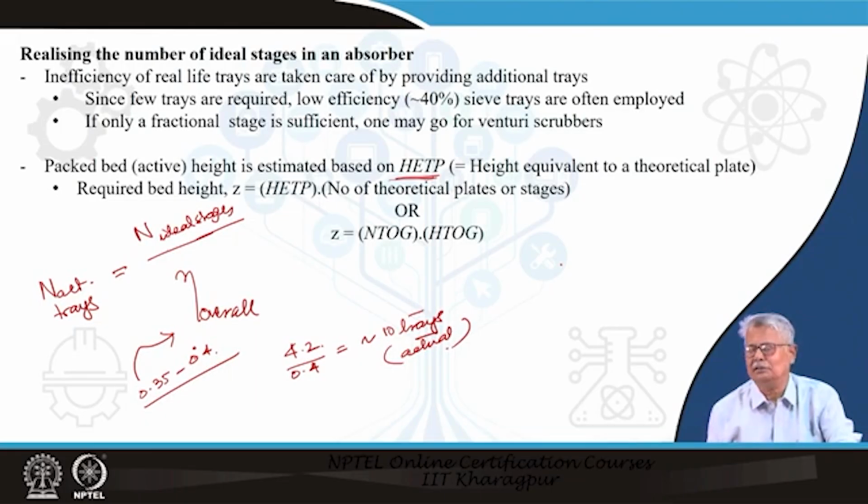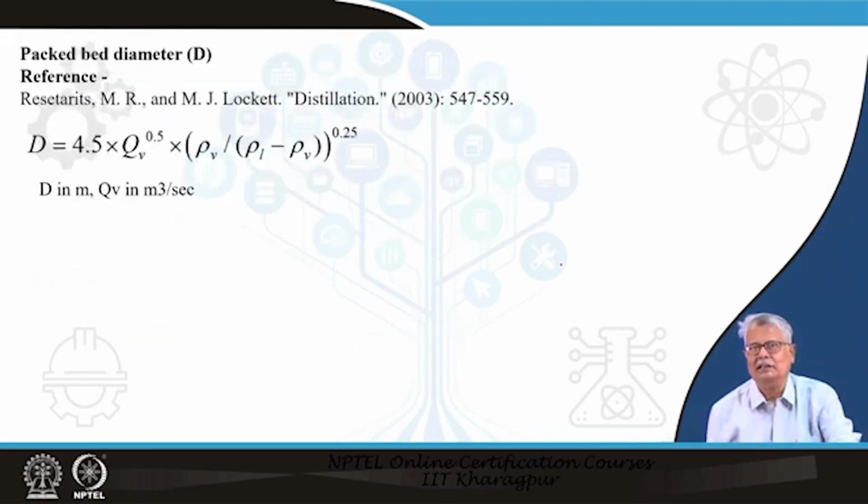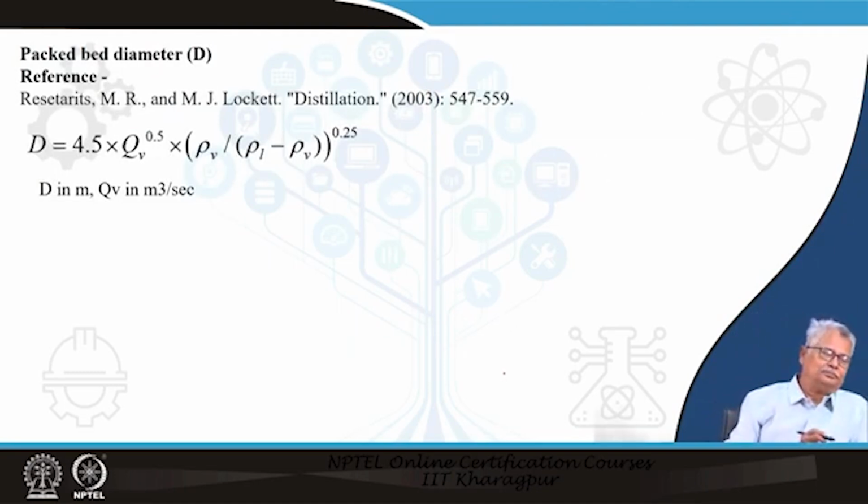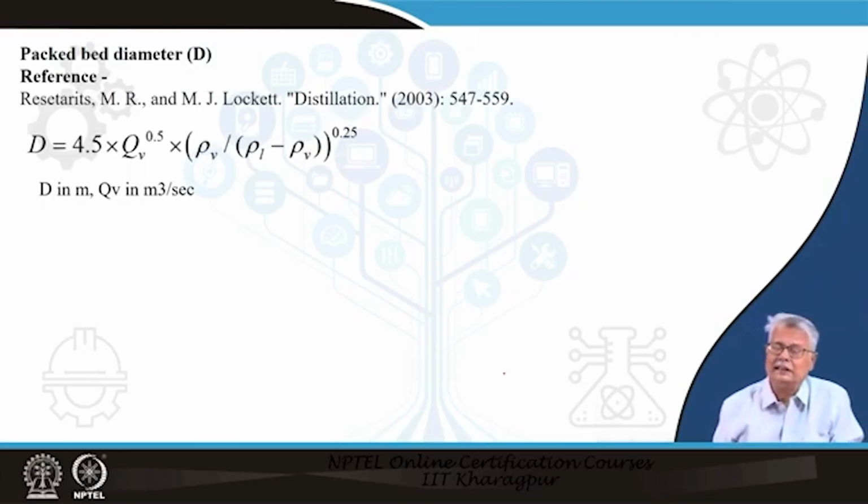Now there is something here. Height equivalent to a theoretical plate is basically a practical estimate. Normally, tray vendors and packing vendors will tell you how to estimate this HETP and what exactly is the correlation to be used. It is obvious that HETP has to be a function of the mass transfer coefficient, the packing size, the flow rates, and basically the mass transfer itself.